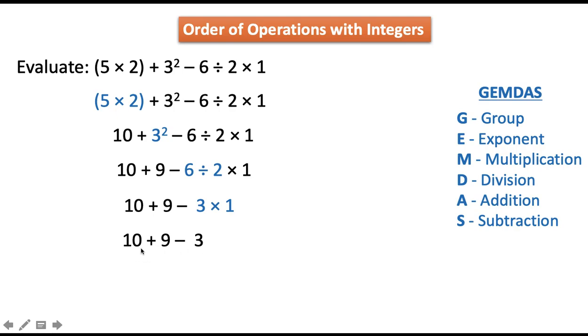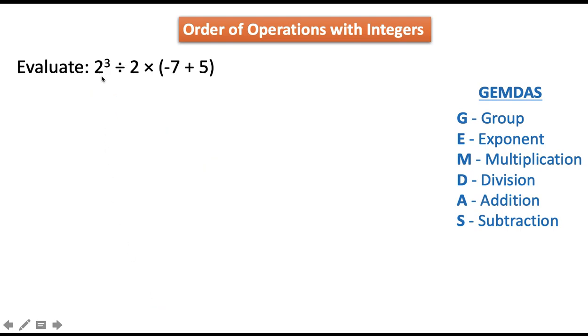Then in plus and minus, since addition is written on the left side of minus, we will prioritize the plus. So 10 plus 9 is 19. Then finally, 19 minus 3 is 16, and this is our final answer.